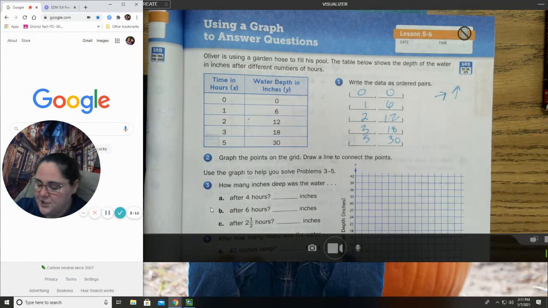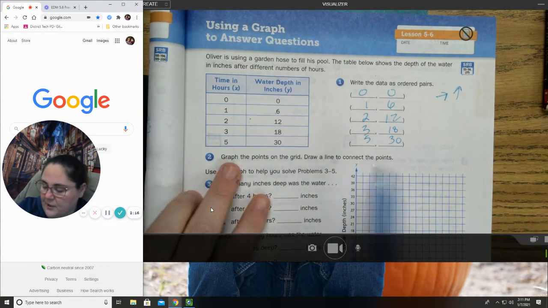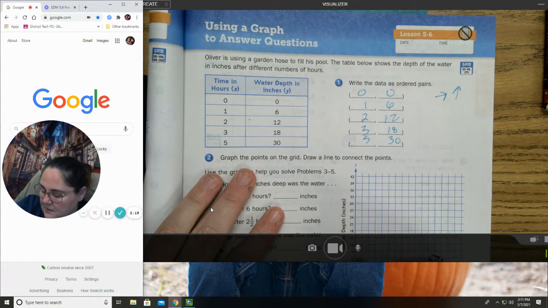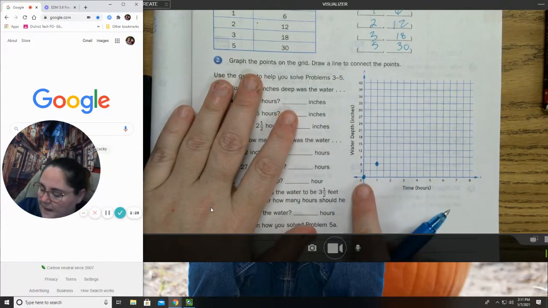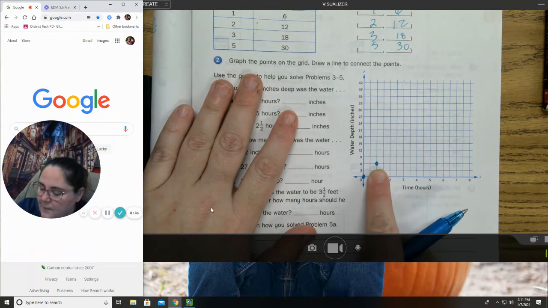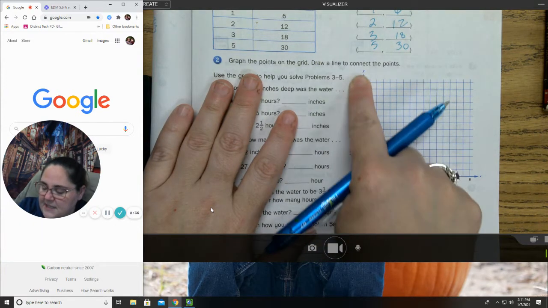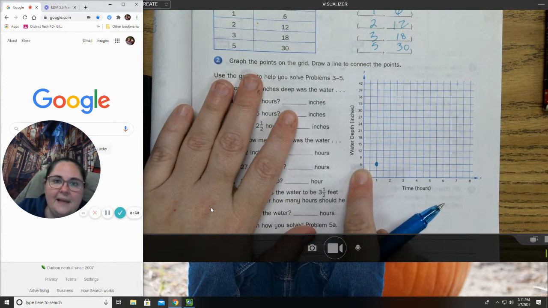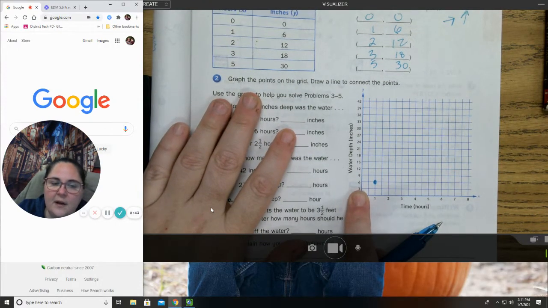Okay. Part 2 says graph the points on the grid. Draw a line to connect the points. Okay, we're going to graph it. 0, 0, 1, 6, over 1, up 6. Be careful. Again, looking at this graph, on the bottom, I go to where it says 1 and I have to go up to 6. It's not the 6th line. You have to look over here. This is your inches and it doesn't go 1 per line. Pay attention to what this shows you. Your key will tell you how far each line represents.